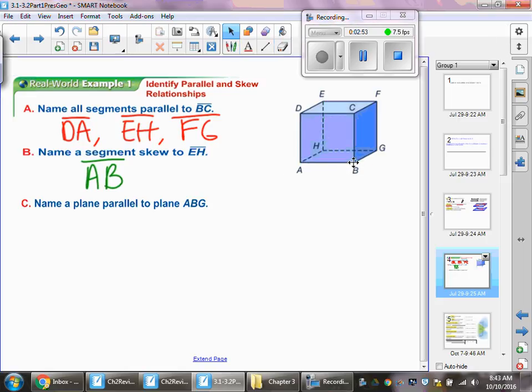Now let's name a plane parallel to plane ABG. Let's first find where that is. ABG, they're talking about this bottom surface here. A plane parallel to it would be the top. To name that, don't forget to write the word plane, and I only need 3 letters. So I'll do plane EFC.